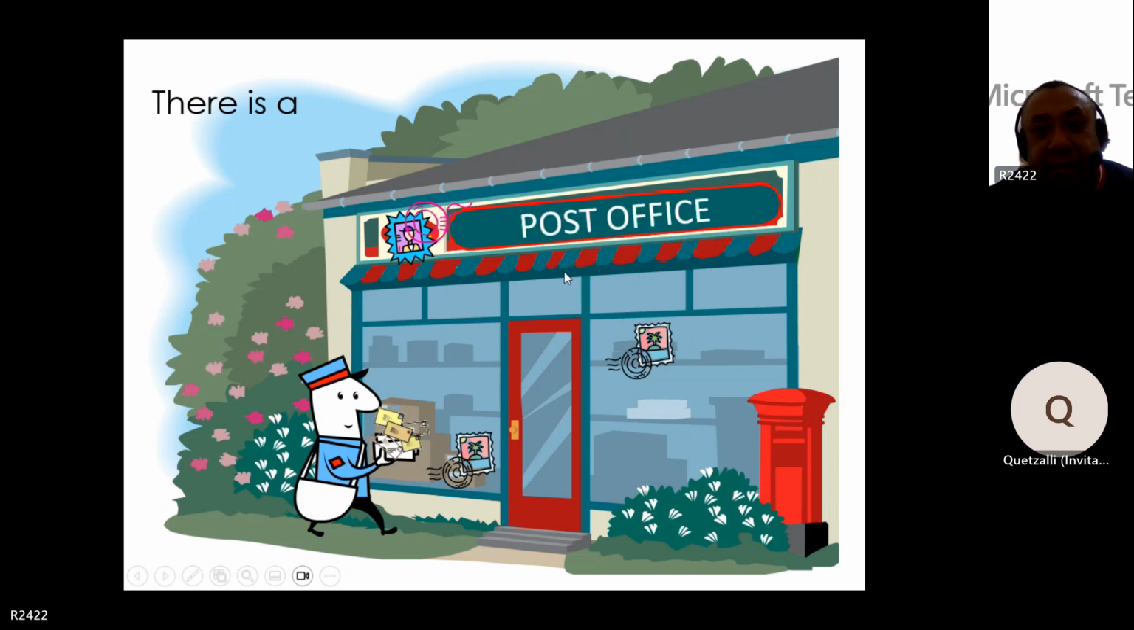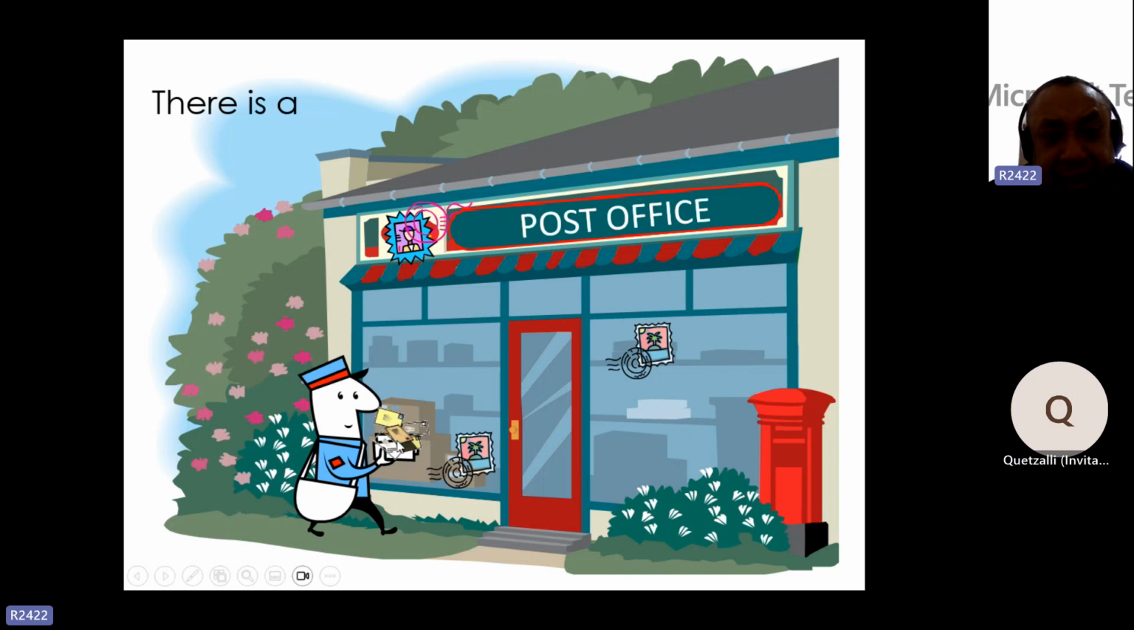Here it is. Post office. How do you read this? Post office. And what is this man? He's a postman. Let me put it in the group. Look at this postman. Postman, there it is in your WhatsApp. Cartero. A postman, okay.